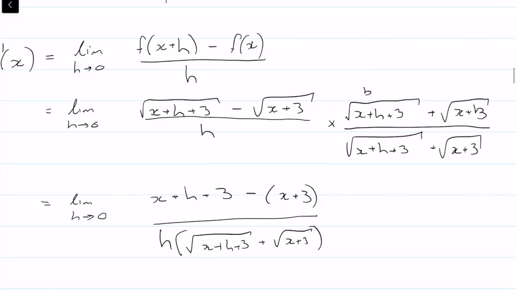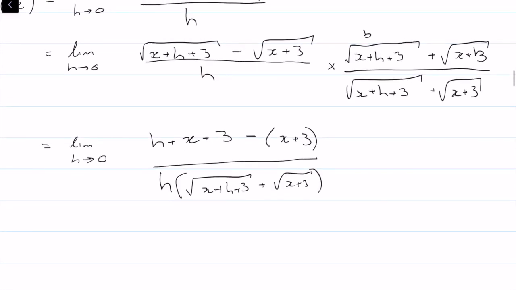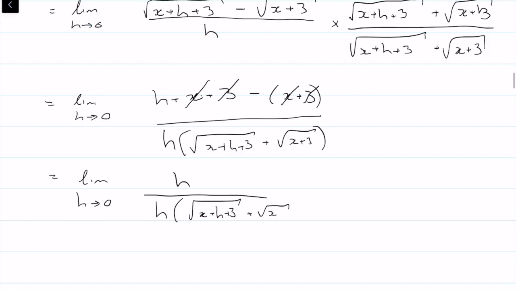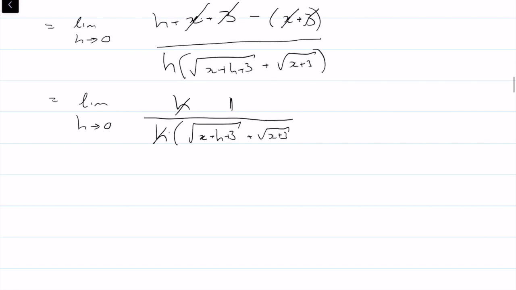Okay, so we can see that we can rewrite this as h plus x plus 3. Okay, and that cancels with this x plus 3, so those two go away. Okay, so what we're left with is the limit as h tends to 0 of h all over h times the square root of x plus h plus 3 plus the square root of x plus 3. Okay, these h's cancel, so we can replace the top with 1.